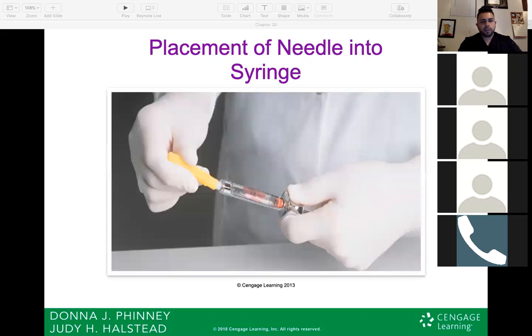And then you want to place the needle onto the syringe. You want to do this carefully, and you want to insert the needle straight on, not at an angle. Because if you do it at an angle and then try to thread the needle in, that's usually where I found you can bend the needle. It doesn't hurt anything, you just won't be able to get any anesthetic into the patient.